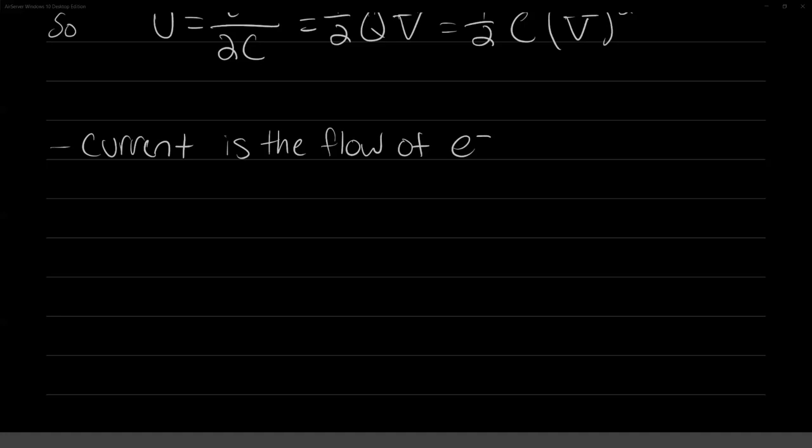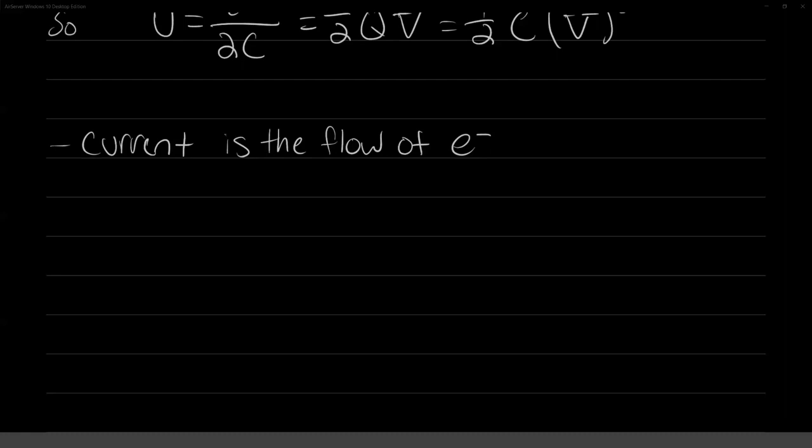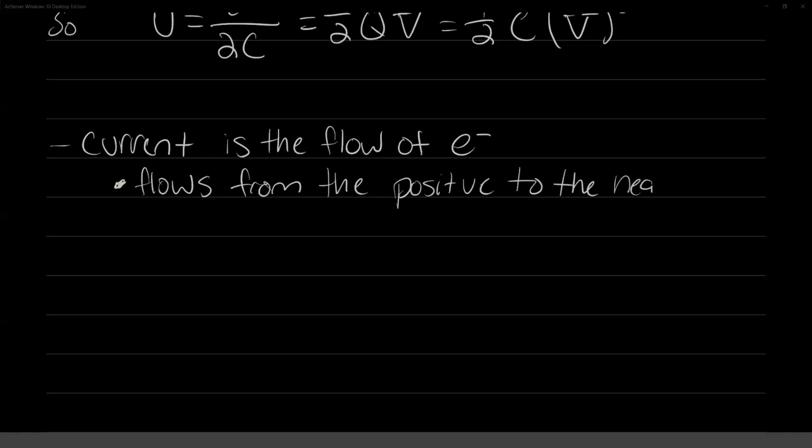So for our purposes, always think of current as flowing from the positive to the negative. But I think it's in the study guide that you need to know that that's not actually true. That's just how we think about it, right?